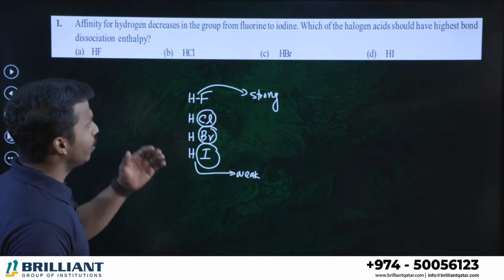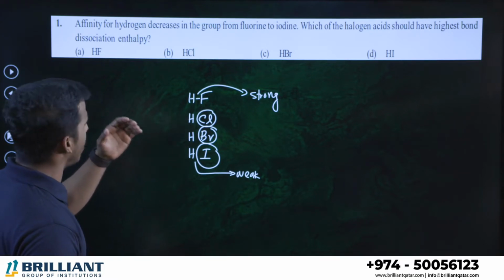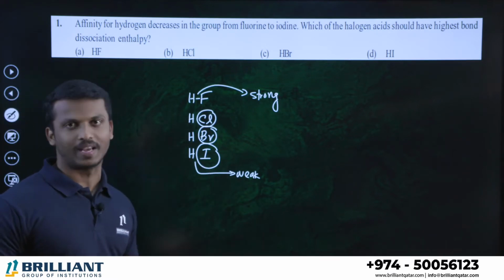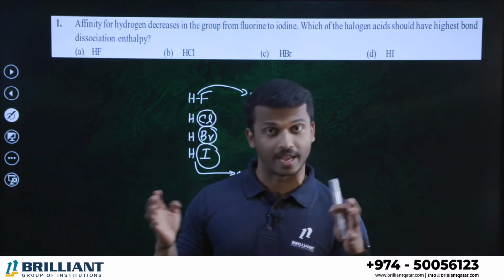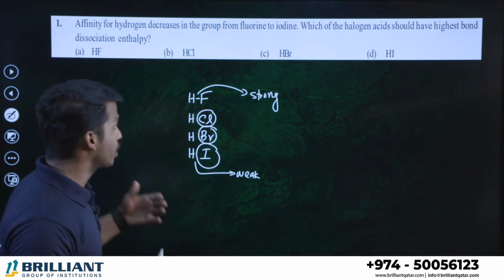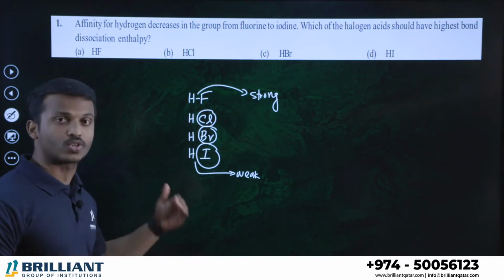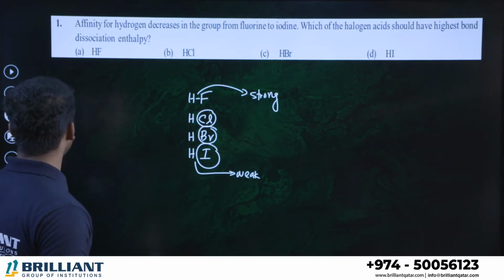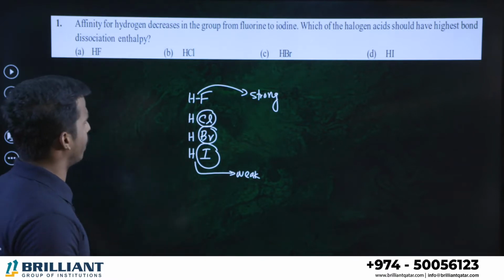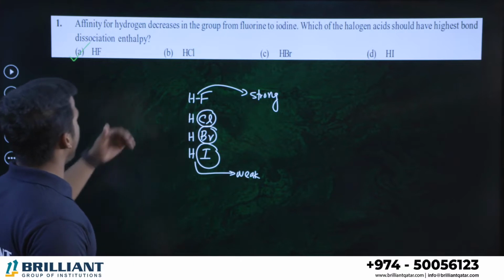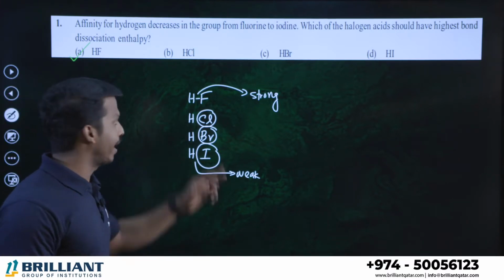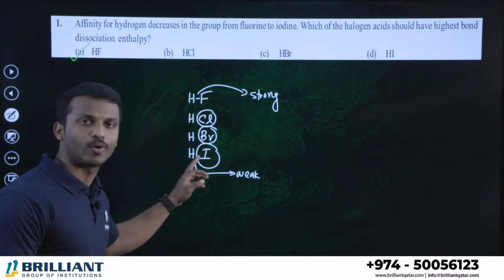So the question: which of the halogen acids should have the highest bond dissociation enthalpy? What is bond dissociation enthalpy? The amount of energy required to break the bond. So which is the strongest bond? The HF bond is the strongest one. It requires the maximum amount of energy to break the bond. So the highest bond dissociation enthalpy is for HF, and the least is for HI.